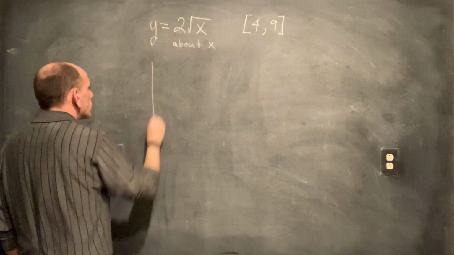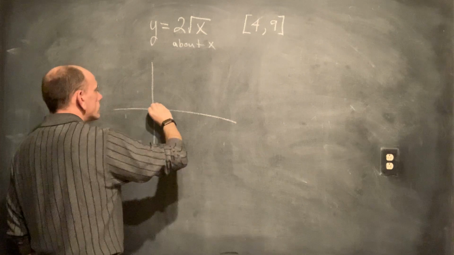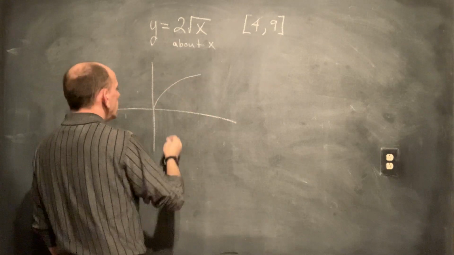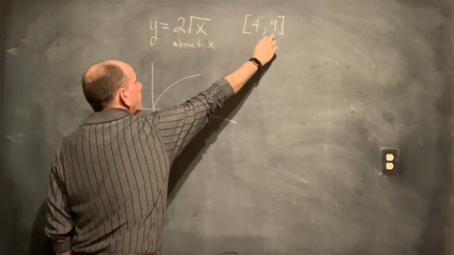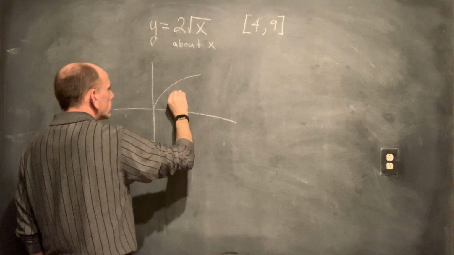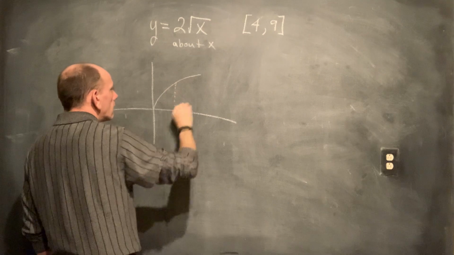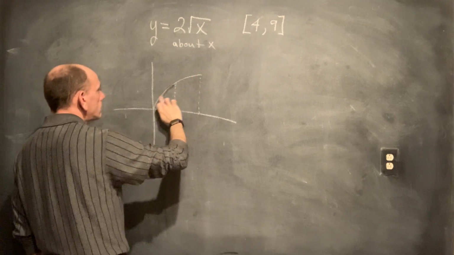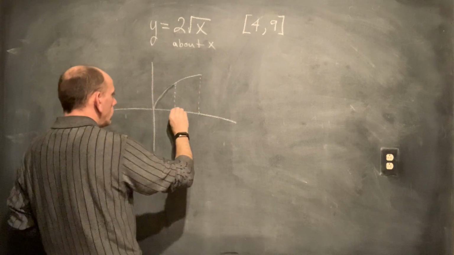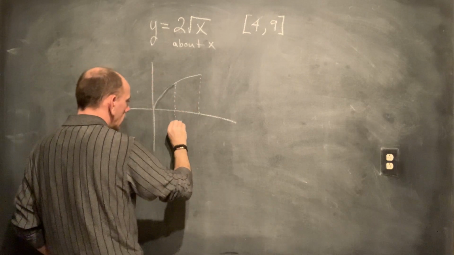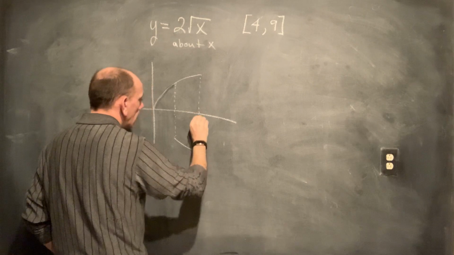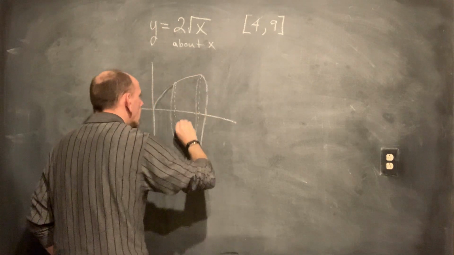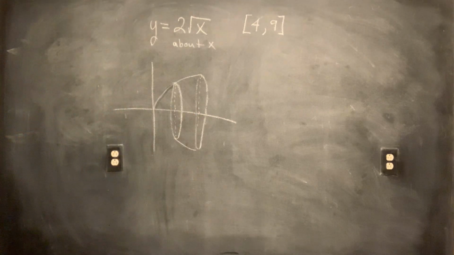Okay, I suppose we can start just by doing a picture. 2 root x is sort of like that. And we're going to cut it off, right? It's from 4 to 9. So it's like, that's 4 and that's 9. So we're cutting that off, and then rotating it around. Like that.